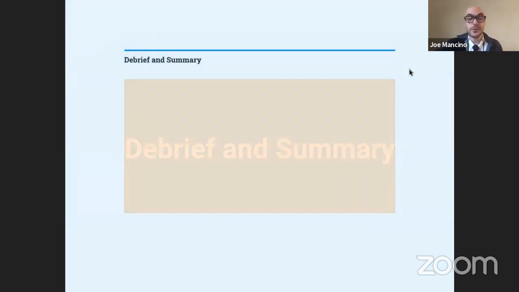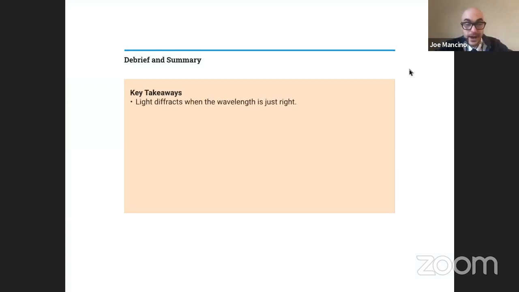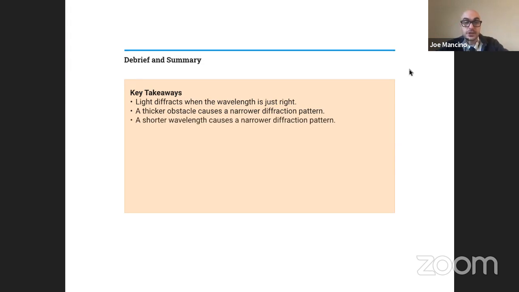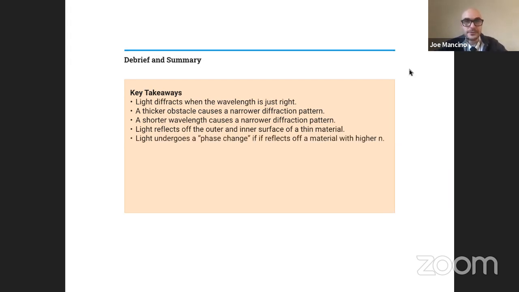Time to talk you through what we learned and make sure that you get the key takeaways from today. First off, did you get that light diffracts if the wavelength is just right, if the wavelength is within a factor of 10 to the size of its obstacle? I hope so. Did you figure out that a thicker obstacle causes a narrower diffraction pattern, and that a shorter wavelength causes a narrower diffraction pattern? Remember, the green diffracted less than the red did. Did you notice that light reflects off the outer and inner surfaces of the material, but undergoes a phase change if it reflects off a material with a higher n value? I hope so.